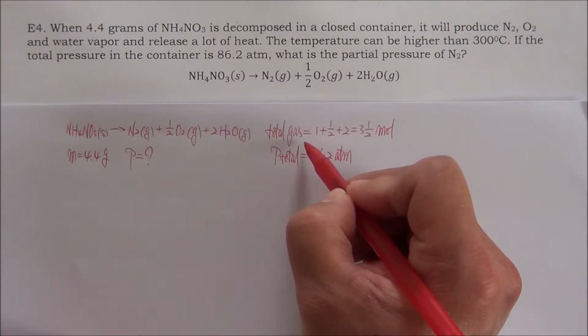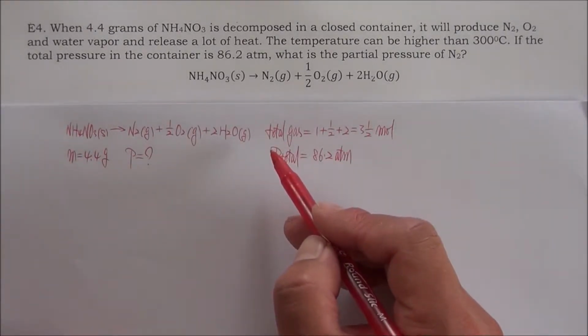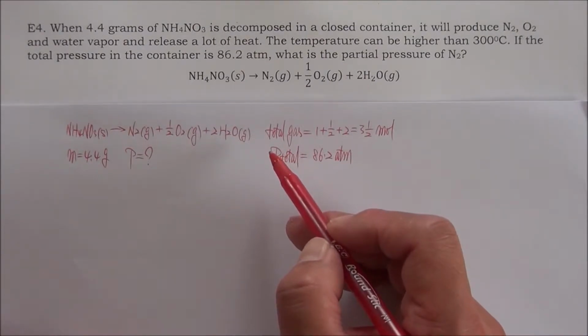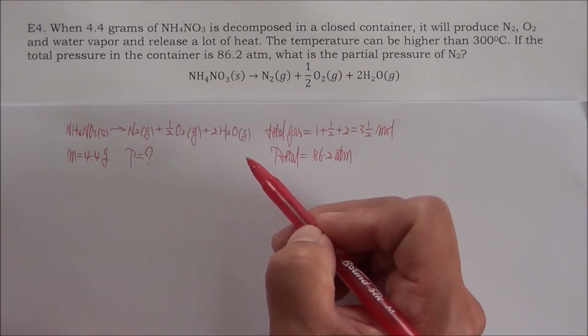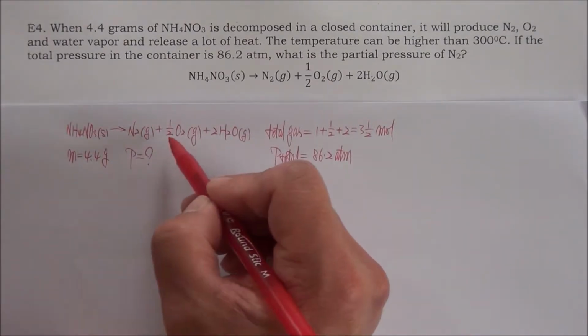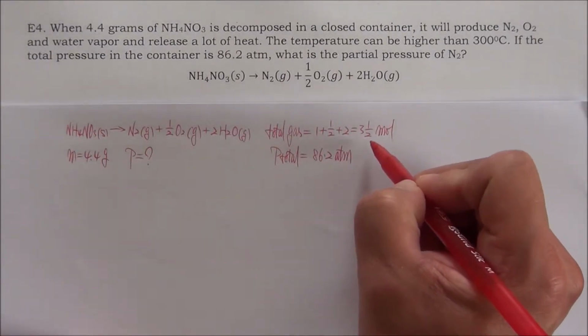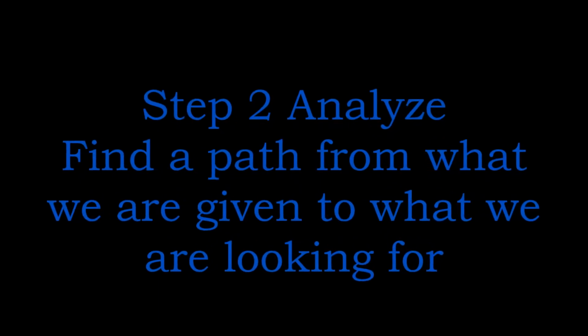Then you may wonder, how do we get the total moles of gas from the balanced chemical equation? Remember, a balanced chemical equation tells you the mole ratios between the reactants and the products. To get the total moles of all gases together, we just need to add the coefficients together, which should be 3.5 moles.